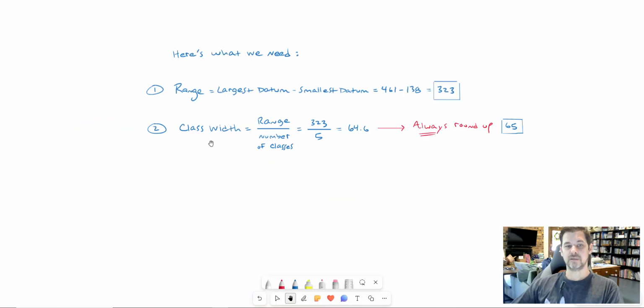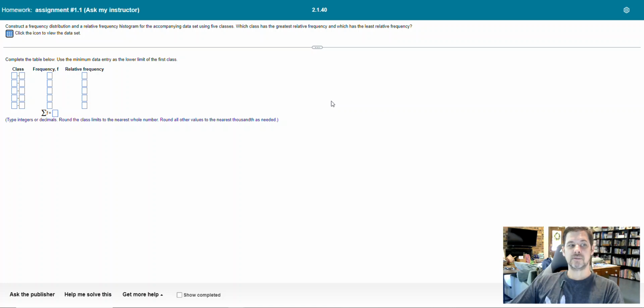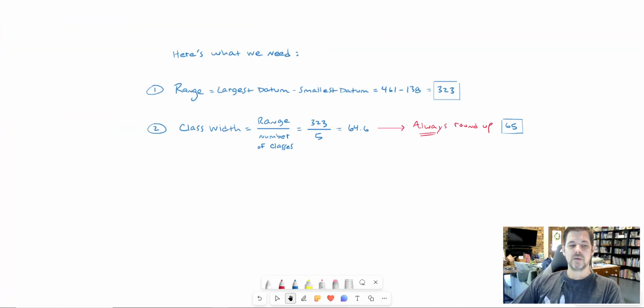Okay, so here's how we do that. I take the range, which I've already found, and I divide by the number of classes. Every frequency distribution will have a certain specific number of classes. I can look at this one and see 1, 2, 3, 4, 5 classes. The answer template has 5 classes. Or I can even look in the instructions and it says to make a frequency distribution using 5 classes. So either way I look at it, there's 5 classes. All right, I got range 323 over number of classes 5. That's 64.6.